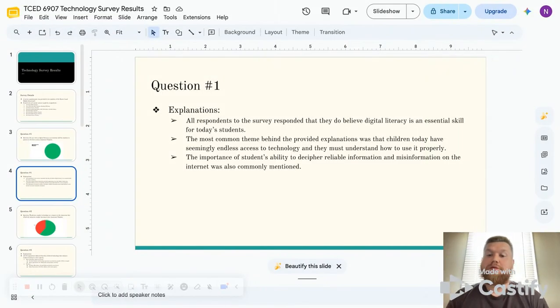As mentioned before, all respondents did say yes, and the most common theme behind the explanations was that children today have seemingly endless technology access, and they must understand how to use it properly, a huge part of digital literacy. The importance of students' ability to decipher reliable information and misinformation on the internet was also commonly mentioned amongst the responses provided by my colleagues.